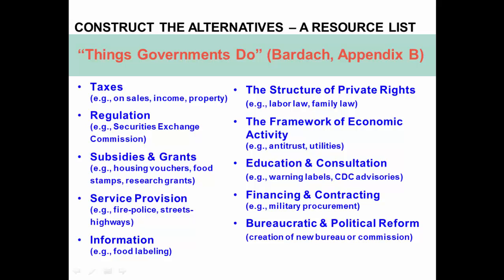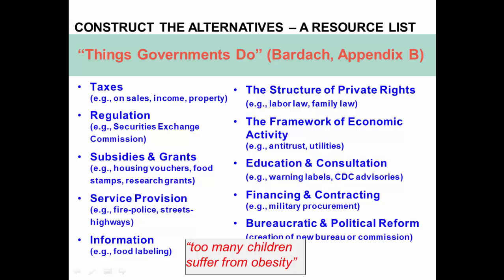One way to start to figure out what this resource list provides us in practice is to think of an example problem. We have one here for you. Too many children suffer from obesity. And if we bear that well-defined problem in mind, what we will do is look through this Things Governments Do list as a starting point for constructing the alternatives, to imagine the kinds of government intervention that might help us to alleviate this problem.